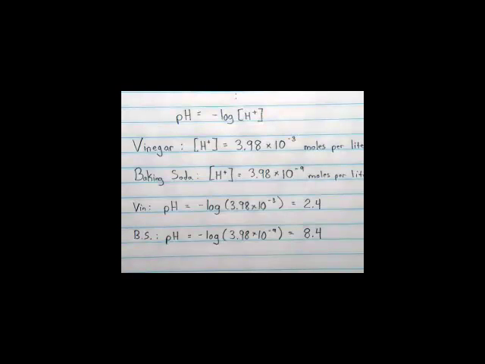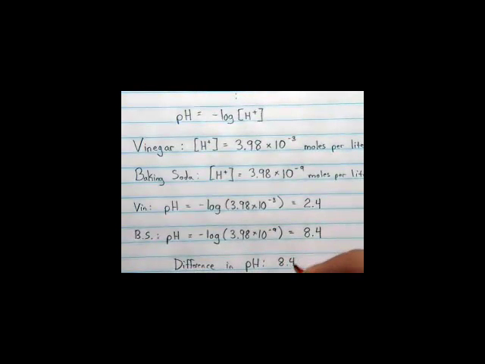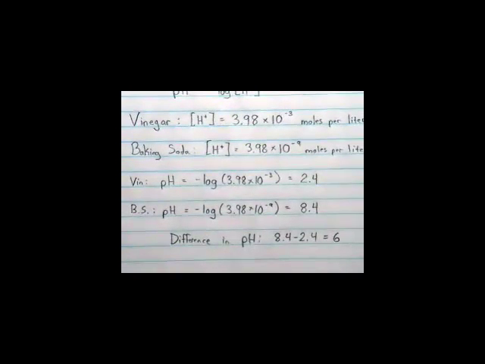Well, this is a log base 10, right? So every time the pH goes up by 1, it's actually going up by a factor of 10. Okay? So if the difference in the pH is 6, let's jot that down. So difference in pH, 8.4 minus 2.4, so that's 6. If the difference in the pH is 6, what's actually the difference in the acidity then?